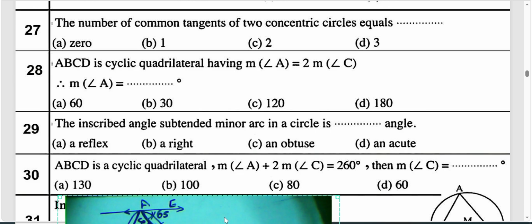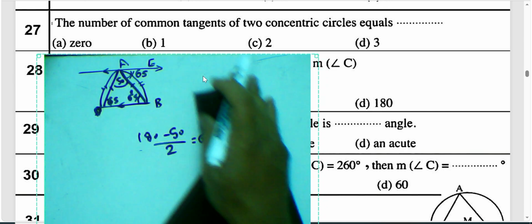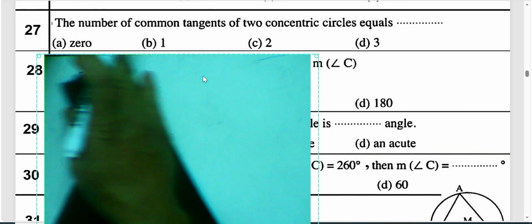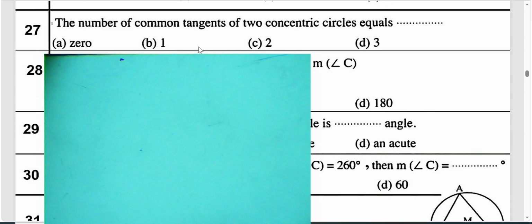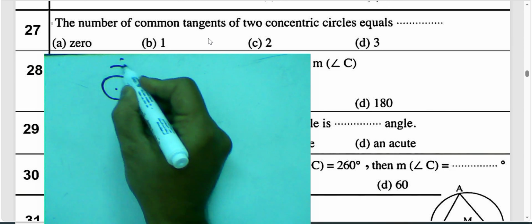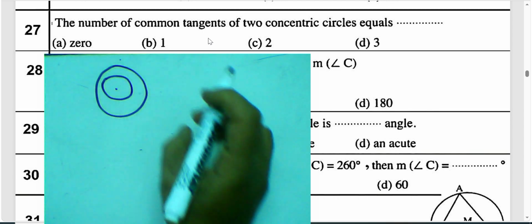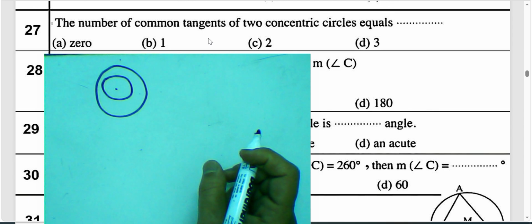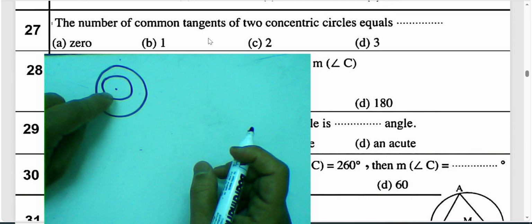Number 27. The number of common tangents of two concentric circles equals what? He asked about the number of common tangents of two concentric circles. Do you know concentric circles? Yes, drawn in the same center, like this. We call it concentric circles. They have the same center.